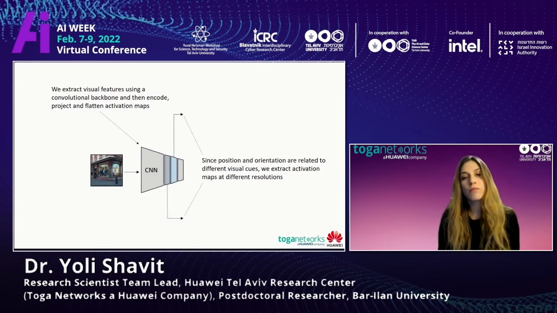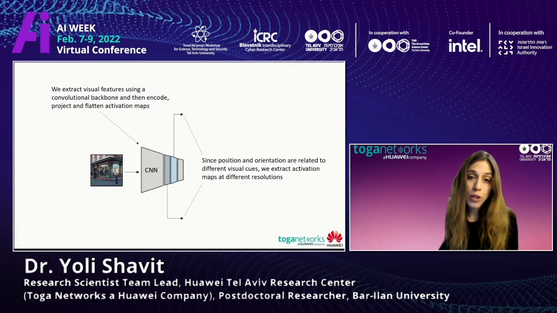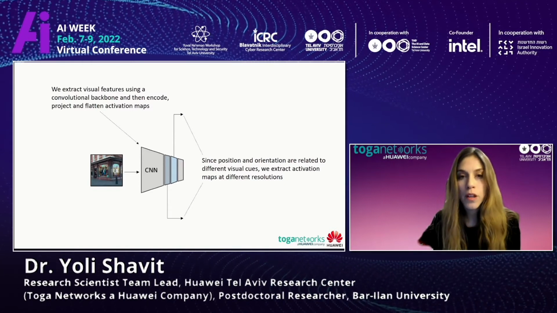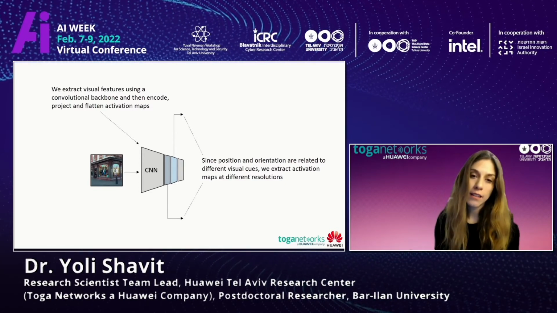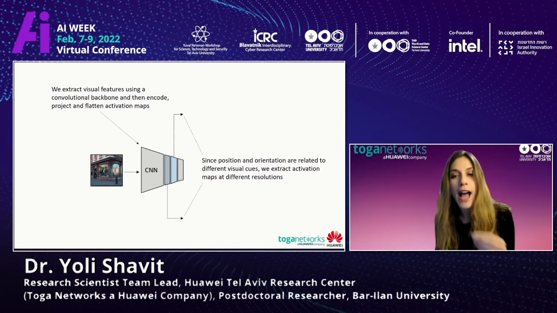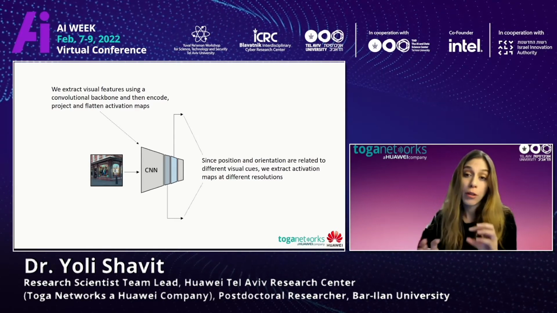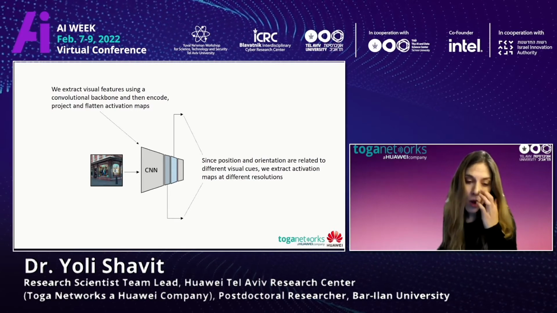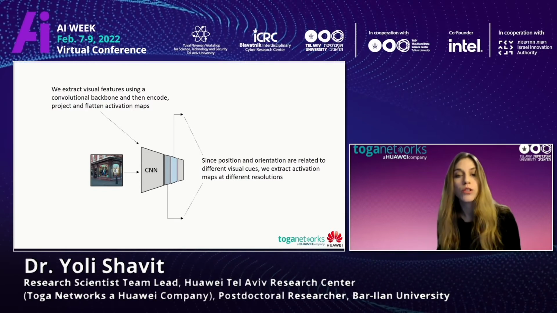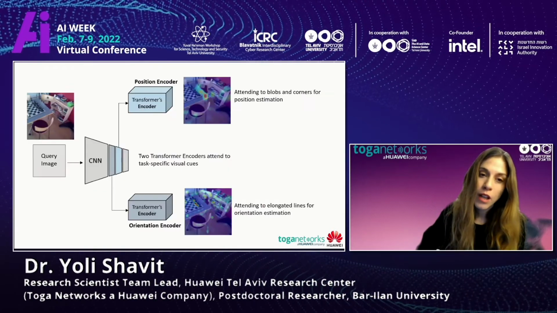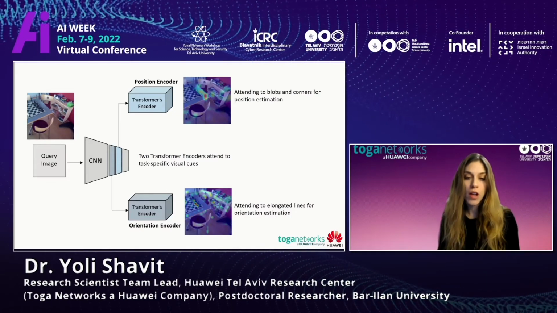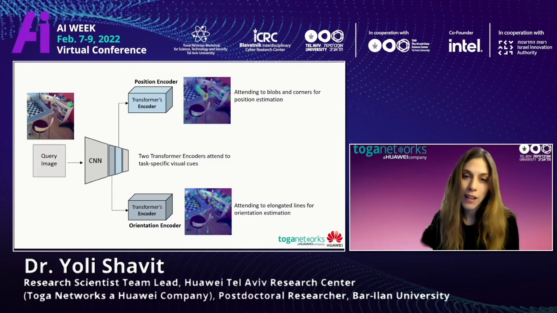So given a query image, we apply a convolutional backbone to extract visual features. Similarly to other visual transformers, we project and flatten the activation maps. Now, because camera pose estimation actually involves learning two different properties, position and orientation, we apply a shared encoder at two different resolutions and pass this along to two dedicated transformers. So the activation maps are passed into a position encoder and an orientation encoder, which adaptively aggregate them using self-attention.